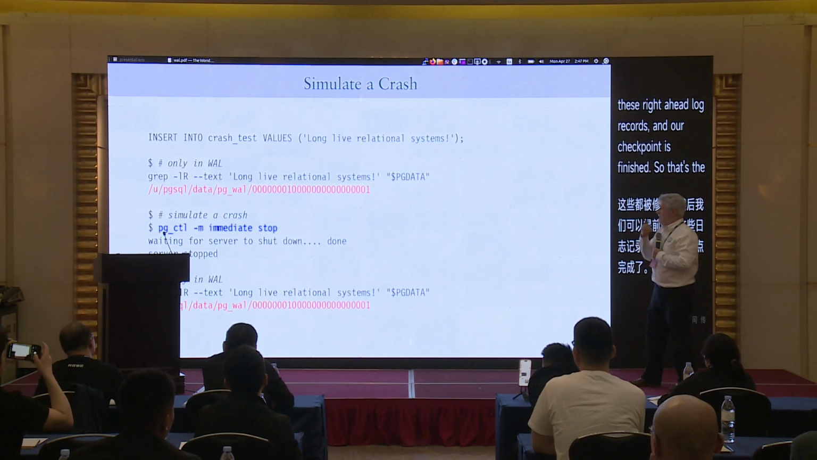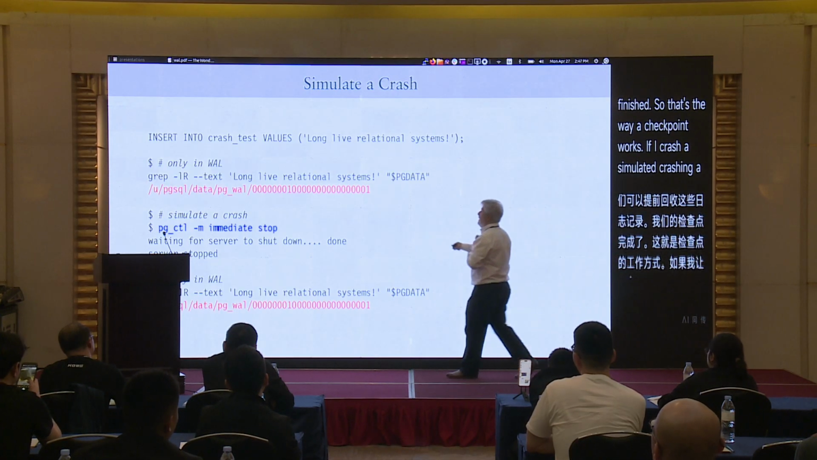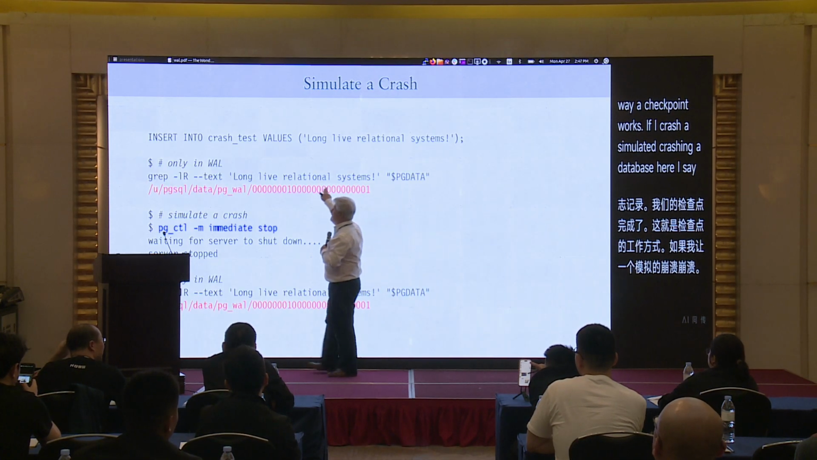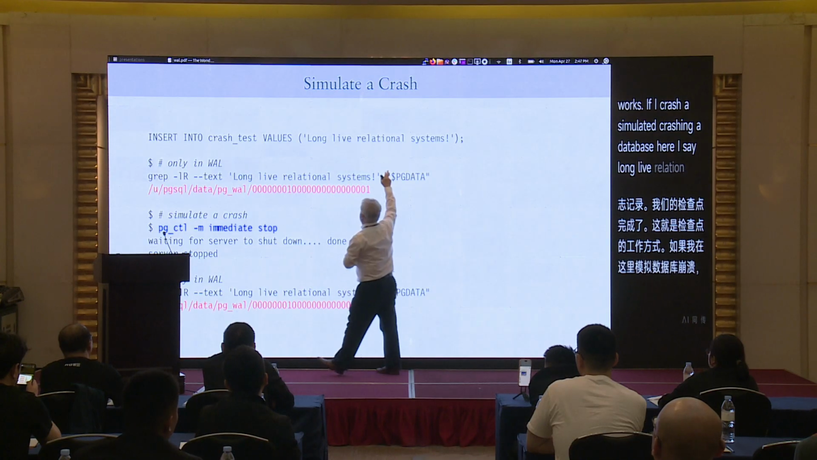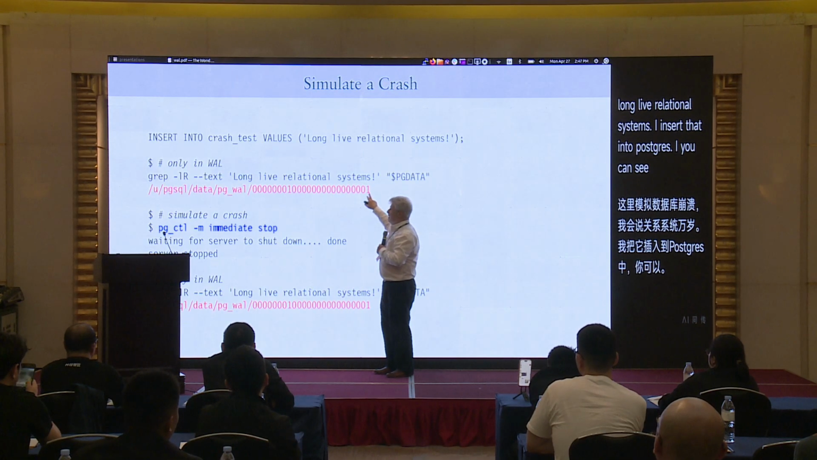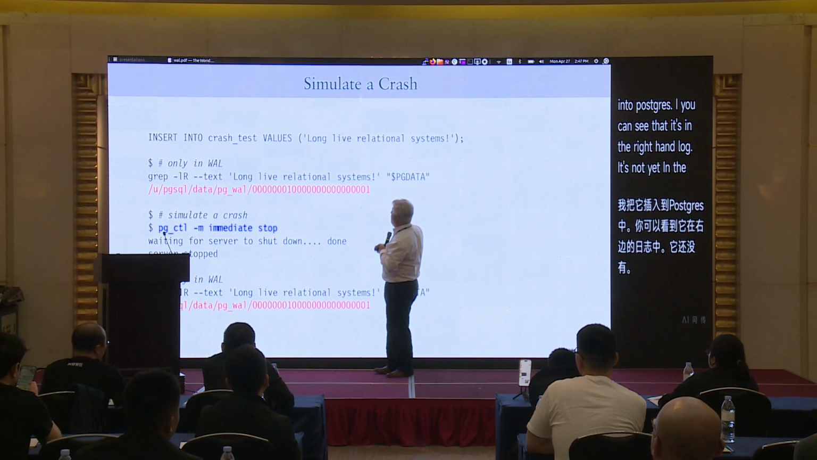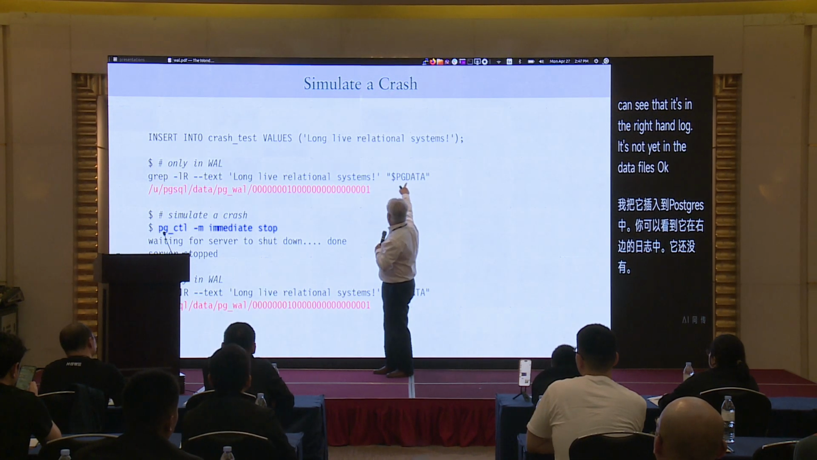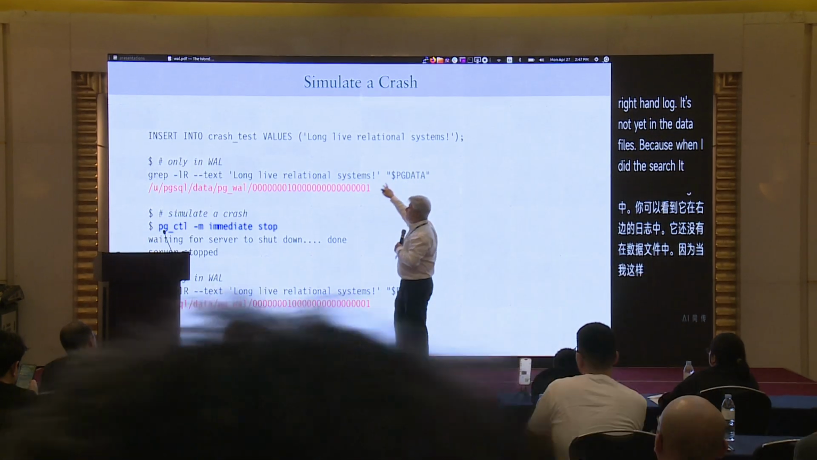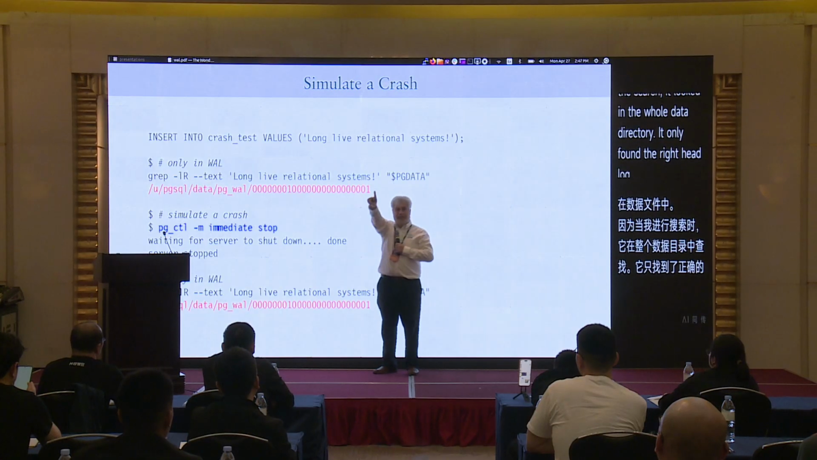Okay? Now I simulate crashing the database here. I say, long live relational systems. I insert that into Postgres. And you can see that it's in the write-ahead log, but it's not yet in the data files. Okay? Because when I did the search, it looked in the whole data directory, it only found the write-ahead log, didn't find it in the data files. Okay, just one place.